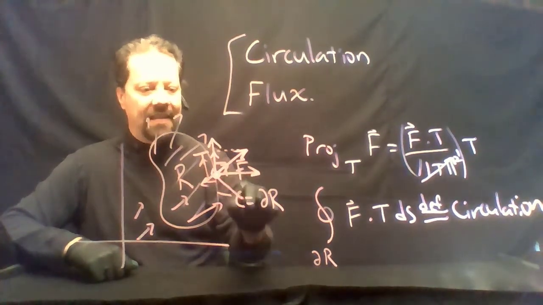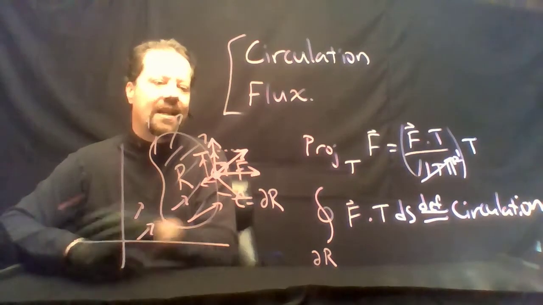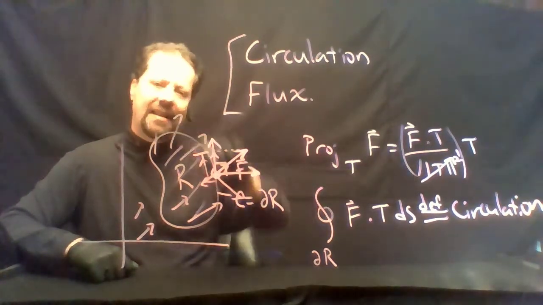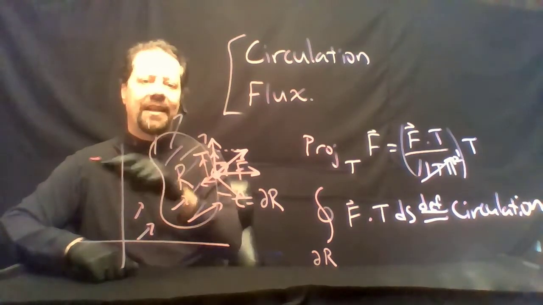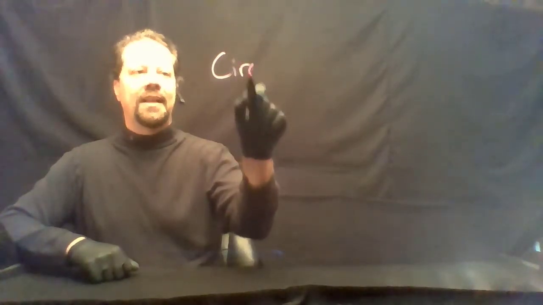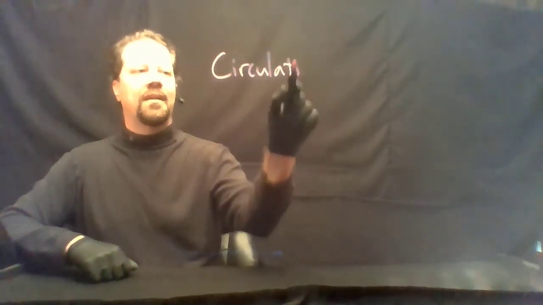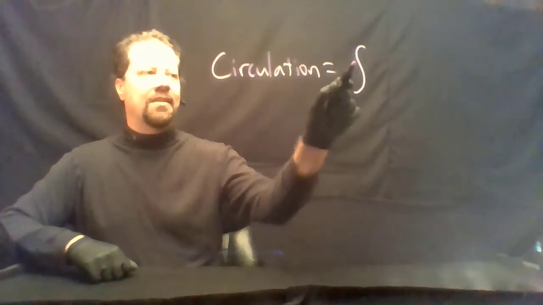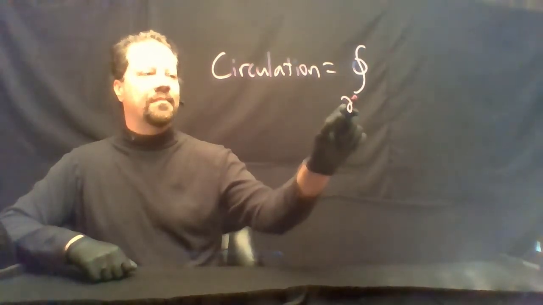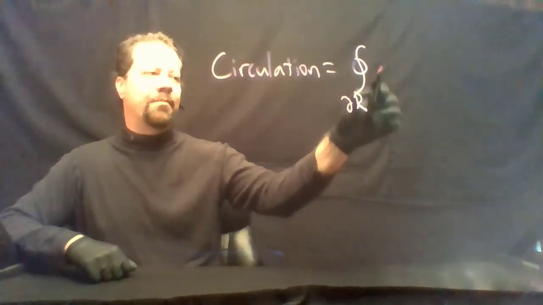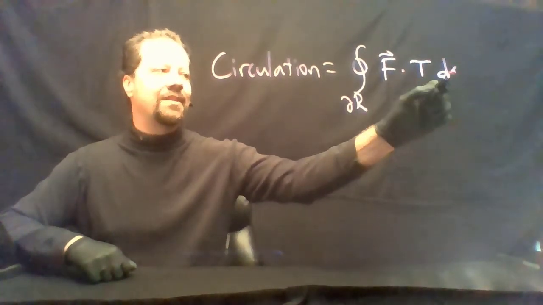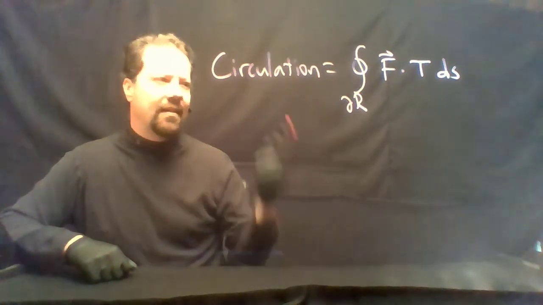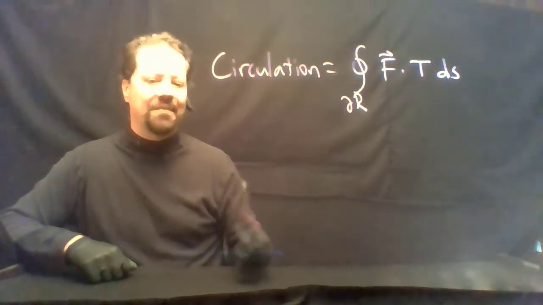If the angle is bigger than 90 degrees, the dot product will be negative, and that gives you a sense of circulation in a clockwise direction instead of a counterclockwise direction. We've defined the circulation to be the integral around some closed loop, around the entire boundary of some region, of the vector field f dot unit tangent vector times the element of arc length. But we can do better.